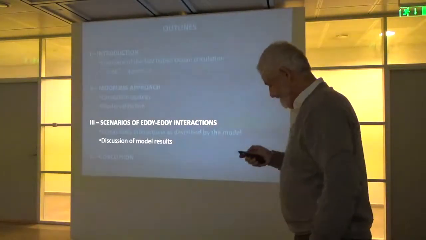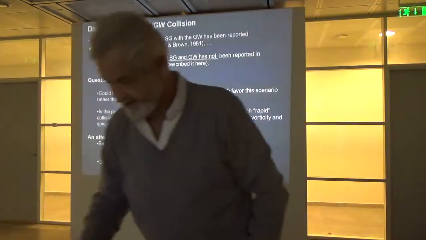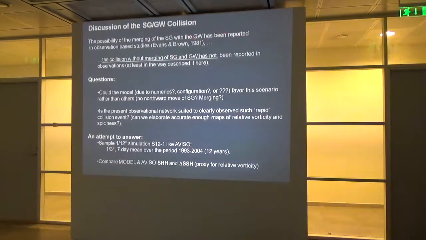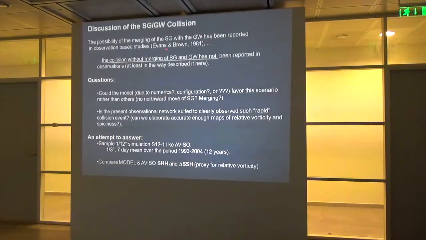So let's discuss those results because they're a little bit puzzling. To summarize quickly, I mainly focus the discussion on the collision between the Southern Gyre and the Great Whirl. Okay? The possibility of the merging of the Southern Gyre with the Great Whirl has been reported in observation-based studies, based on satellites essentially, and based on the fact that the cold wedges were merging. But the collision without merging has not really been reported in other observations, in the way it is described over here.